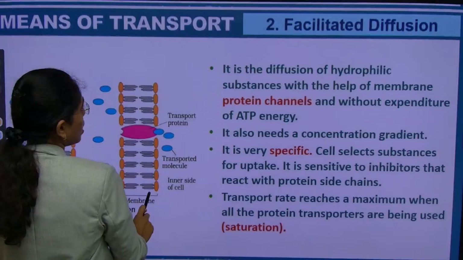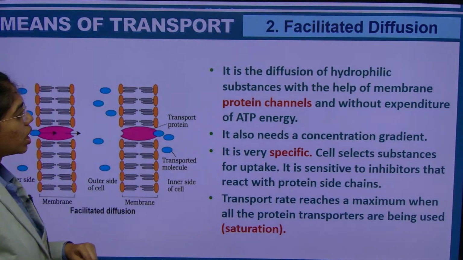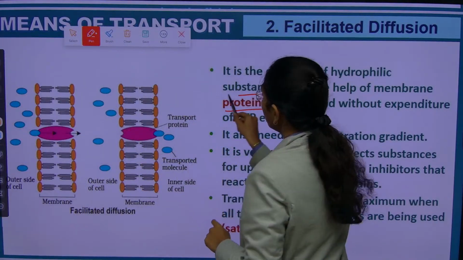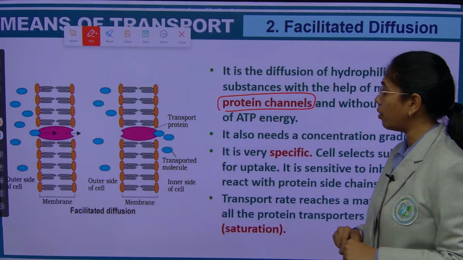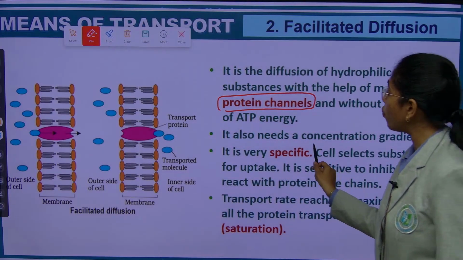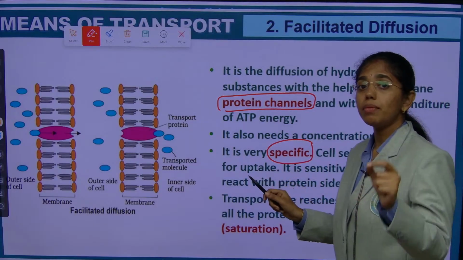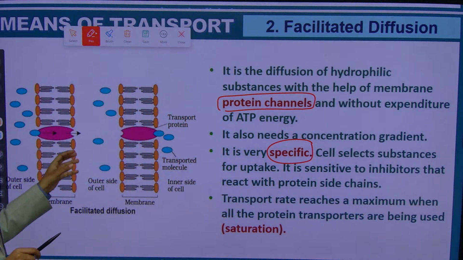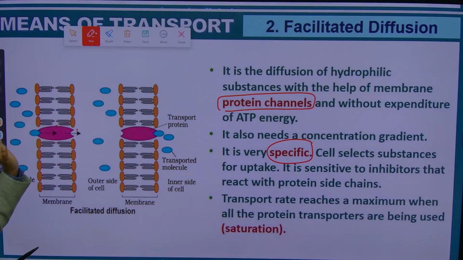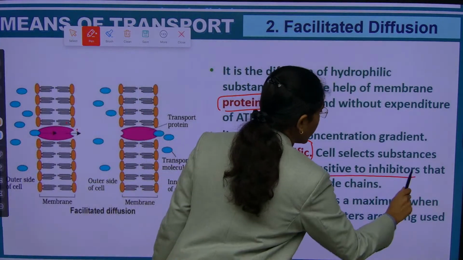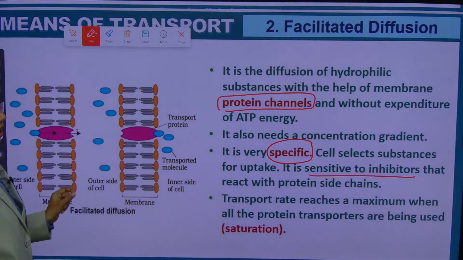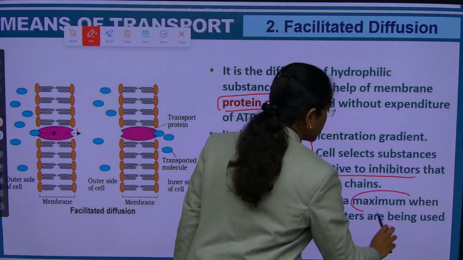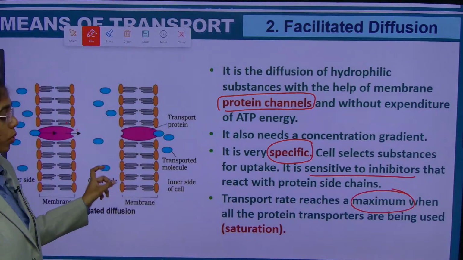Now we will go through facilitated diffusion. As we have discussed, it requires protein channels or carrier proteins to transport the molecules across the concentration gradient, and this process is very specific, in that the molecules are very specific to each carrier protein. Cells will select the substances for the uptake. It is sensitive, and these carrier proteins or channel proteins are sensitive to inhibitors that react with protein side chains. The transport rate will reach maximum when all the protein transporters are used.